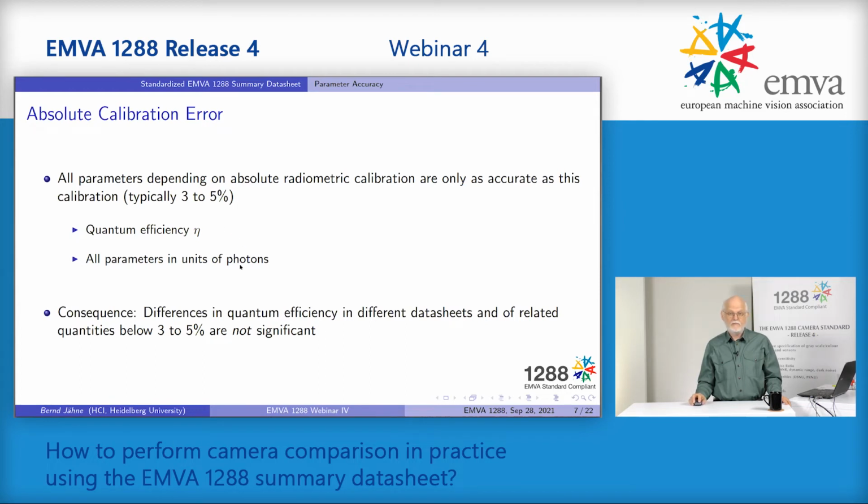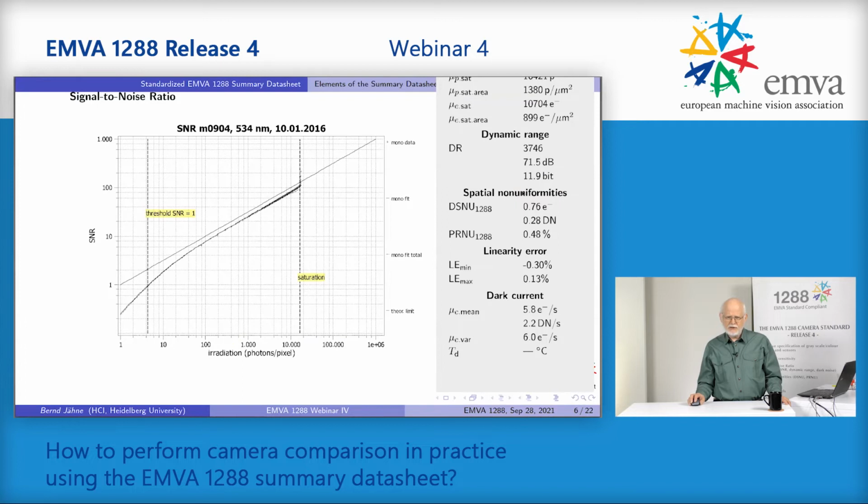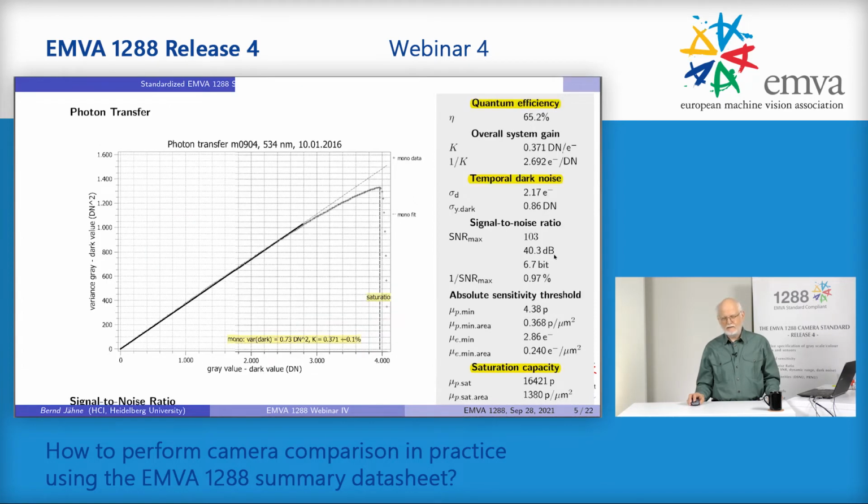So please keep in mind that this is not sufficient. All the other parameters you see here, like the SNR and the dynamic range, are typically much more precise. We did a lot of comparisons and they are typically in the 1% region. So the important take-home message is be careful with everything involving photons, which might easily be wrong by 5%, or is accurate to 5%, and the other parameters are typically accurate to the order of 1%, just to give you a rule of thumb.